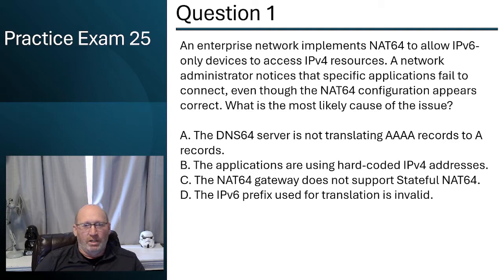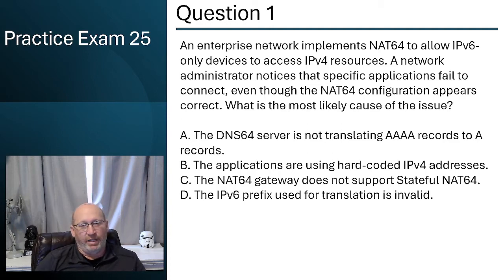All right, so what is most likely the cause of this issue where IPv6 devices fail to connect to some IPv4 applications? Of course, let's start with A. The DNS64 server is not translating quadruple A records to A records. I don't think that's going to be a good answer for obvious reasons. What about B? The applications are using hard-coded IPv4 addresses. Maybe. If it's using hard-coded IPv4, then maybe it won't allow NAT64 to work for IPv6. Could be a good answer.